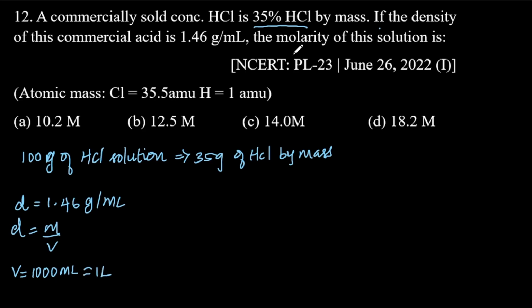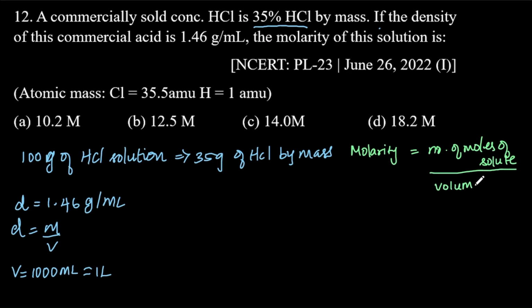Now in this question what are they asking us to find? The molarity of this solution. The formula to find molarity is number of moles of solute divided by volume of solution in liters. So we have already taken the volume of solution as 1 liter. So the denominator is already known as 1 liter. Now we have to find the numerator, that is the number of moles of solute.